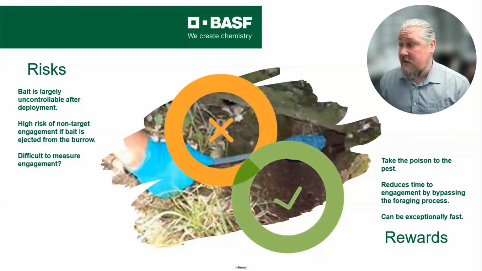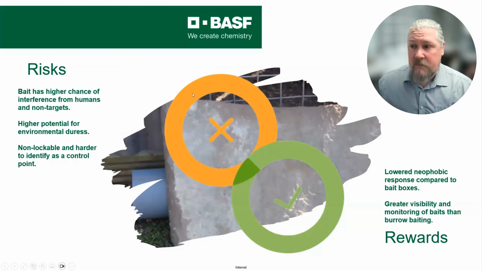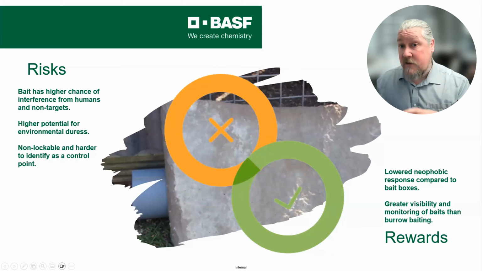Now, the little bit that sits in the middle, which is probably the one which is least understood by a lot of us, is covered and protected baiting. Now, with this, you've got to remember those two words. It needs to be covered and it needs to be protected from the environment and from interference from non-target animals, which can make it quite difficult to achieve.